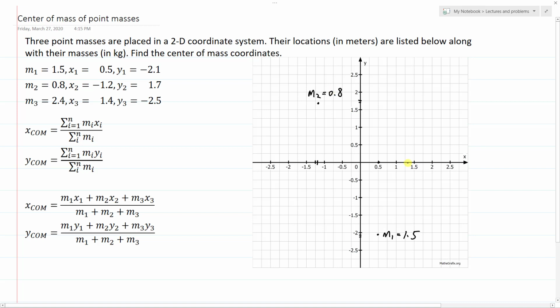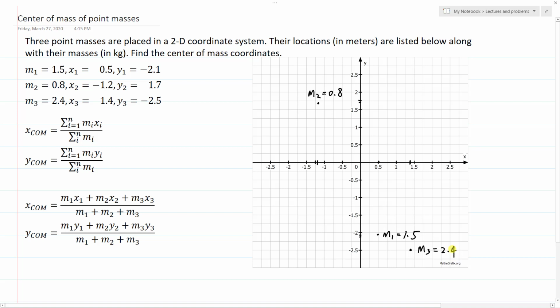So 1.4, this is roughly 1.4, and minus 2.5 is this right here. So this line here. So we're looking at this point here. Let's get rid of that. Let's put a dot here. So m3 is equal to 2.4 kilograms.